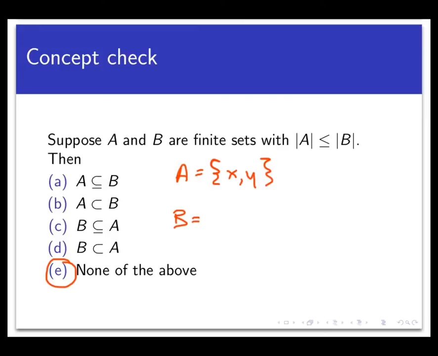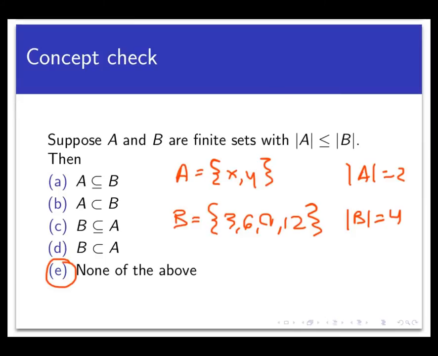Just because I know that one cardinality is less than the other doesn't tell me anything about the elements themselves in the set. For example, I could let B be the set 3, 6, 9, 12. So the cardinality of B is 4. The cardinality of A is 2, and those two cardinalities are less than or equal to each other, but A is not a subset of B. They're completely apples and oranges here. So none of the above.